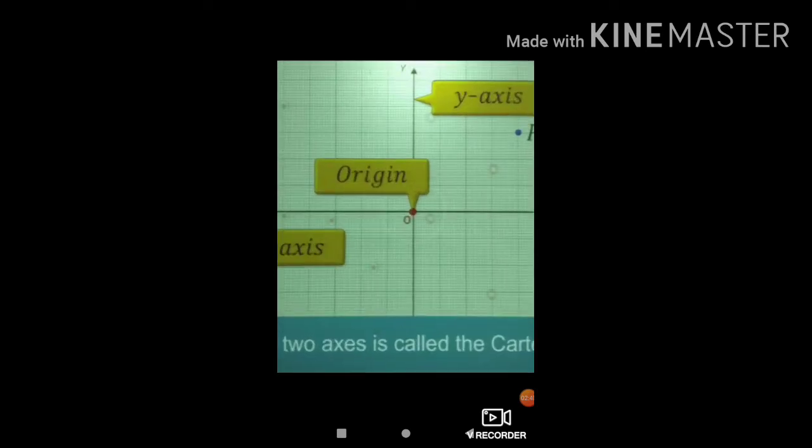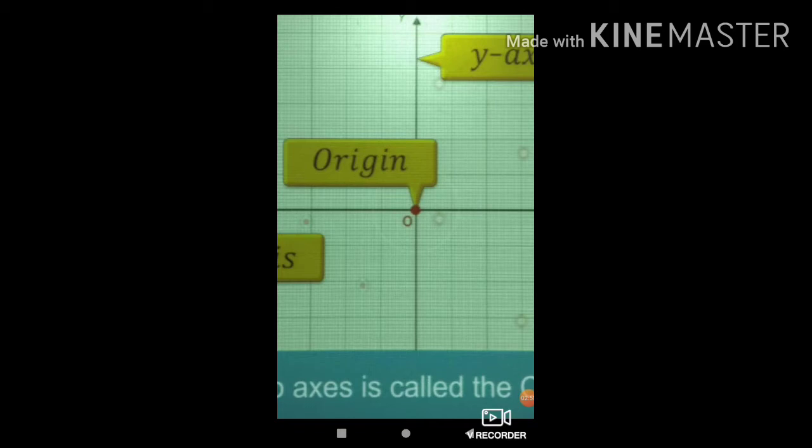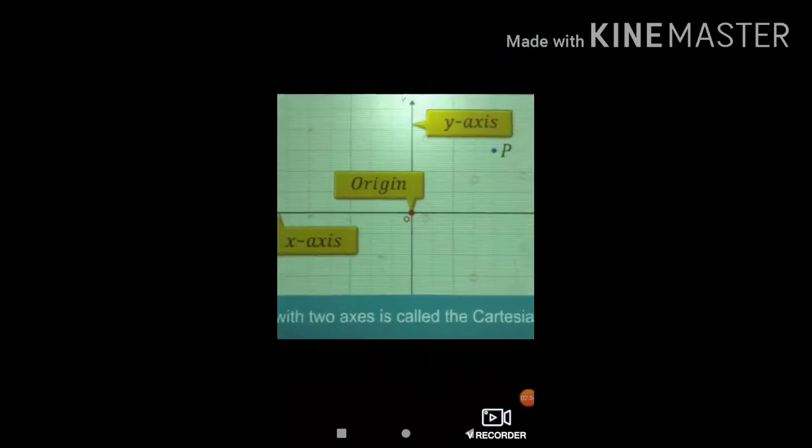Now where these two lines meet each other, or you can say where this x-axis and y-axis intersect each other, is called origin. As you can see here, they are intersecting each other at point O, so we call it origin point. So a plane with two axes, x-axis and y-axis, is called Cartesian plane. What is Cartesian plane? A plane with two axes is called the Cartesian plane.